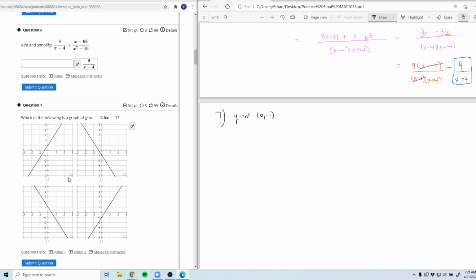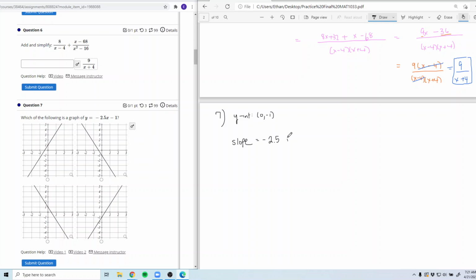And what you'll notice is that the two on the left here have a y-intercept of 1, so neither of those work. The two on the right both have a y-intercept of negative 1, so both of those would work. So it could be either one of these. How are we going to figure out which one it is? Well, we can use the slope to figure that out, or we can plug in a different x value. The slope is negative 2.5.